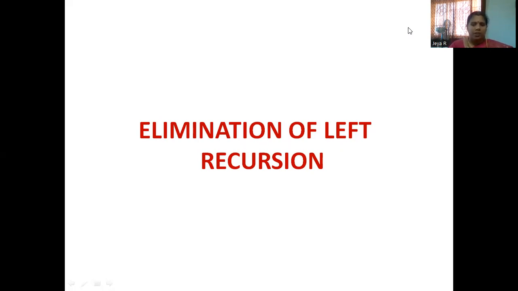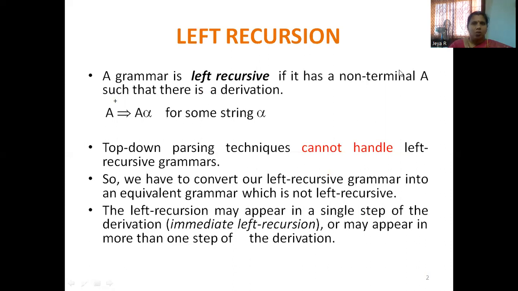What do you mean by left recursion? If a non-terminal produces the same non-terminal on the production side, then it is called left recursion. We will take one example. The grammar A, that is a non-terminal, produces the same non-terminal on the production side, then it has a left recursion for some string alpha. So the top-down parsing technique cannot handle this left recursive grammar. So we have to eliminate the left recursion.